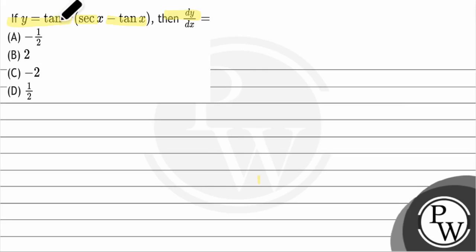Let's discuss the given question. If y equals tan inverse of (sec x minus tan x), then find the value of dy/dx.